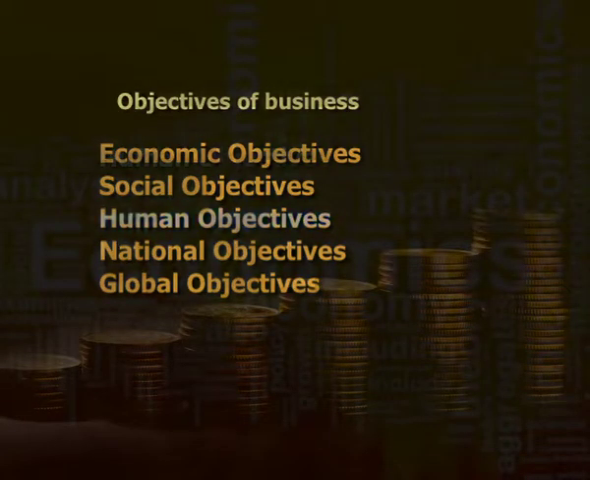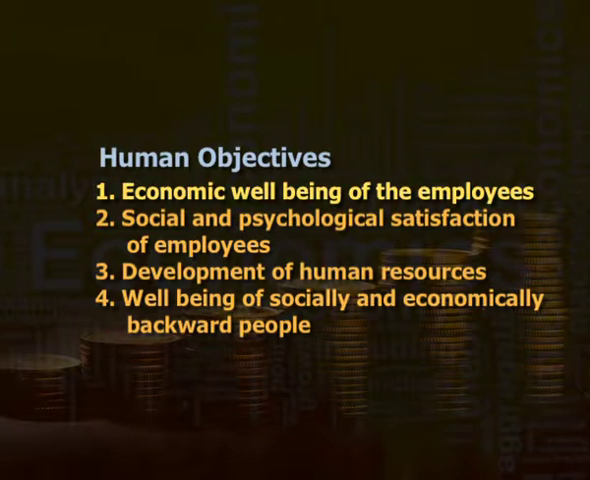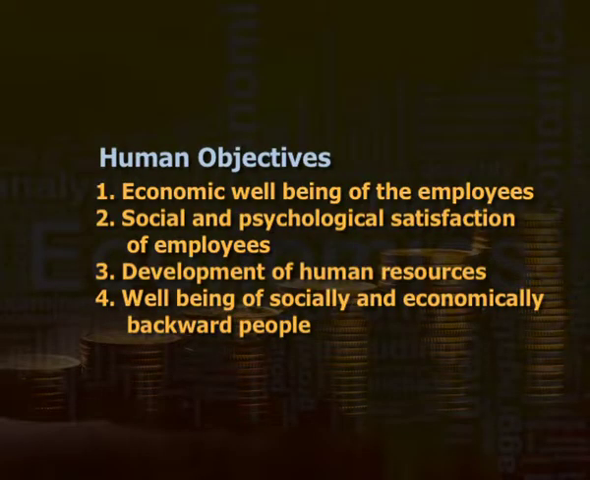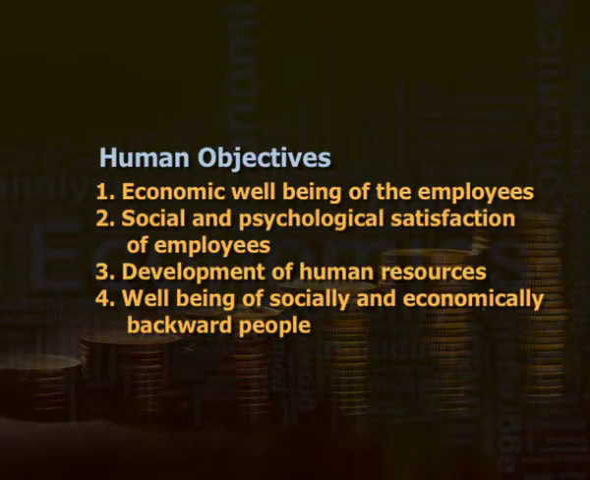Next is human objectives. First point, economic well-being of the employees. In business, employees must be provided with fair remuneration and incentives for performance, benefits of provident fund, pension and other amenities like medical facilities, housing facilities, etc. Second is social and psychological satisfaction of employees. This is possible by making the job interesting and challenging, putting the right person in the right job and reducing the monotony of work.